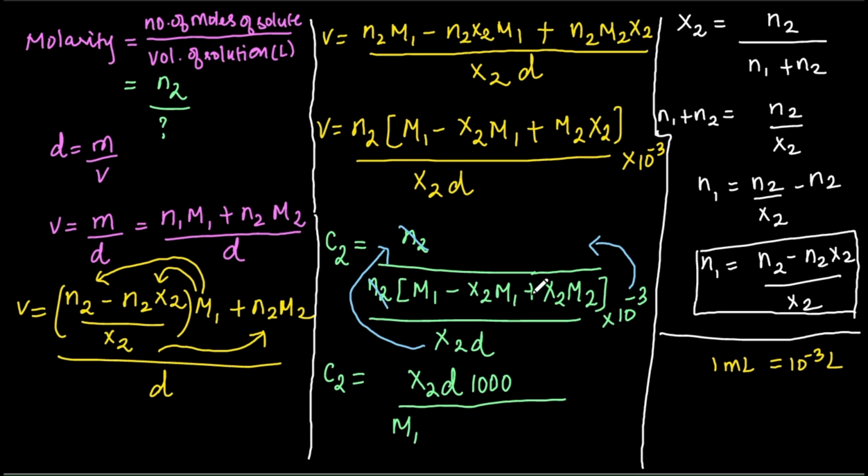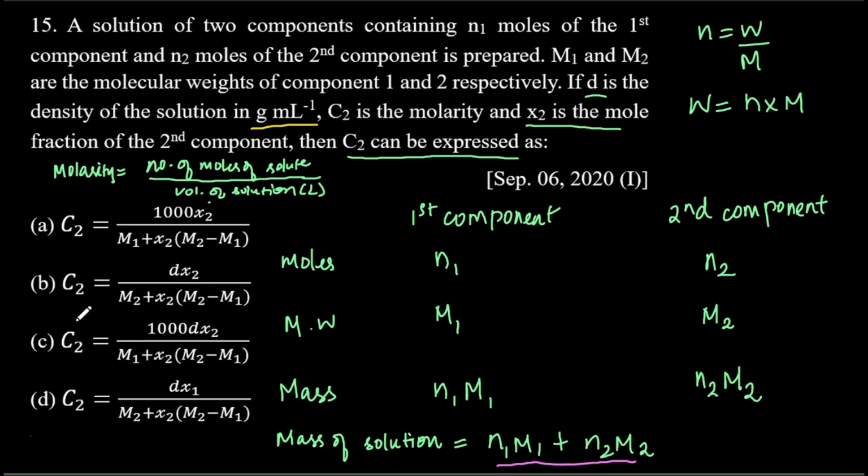Then in the second and third term, X2 is common. So let us take plus X2 in common. So you have to write plus X2, then M2 minus M1. So this is the final answer. Let us see the options. So in numerator, you have to get X2D 1000. So out of the given options, in option C only you are having the numerator 1000D X2. Then the denominator is also correct. M1 plus X2 into M2 minus M1. So the correct option is option C.